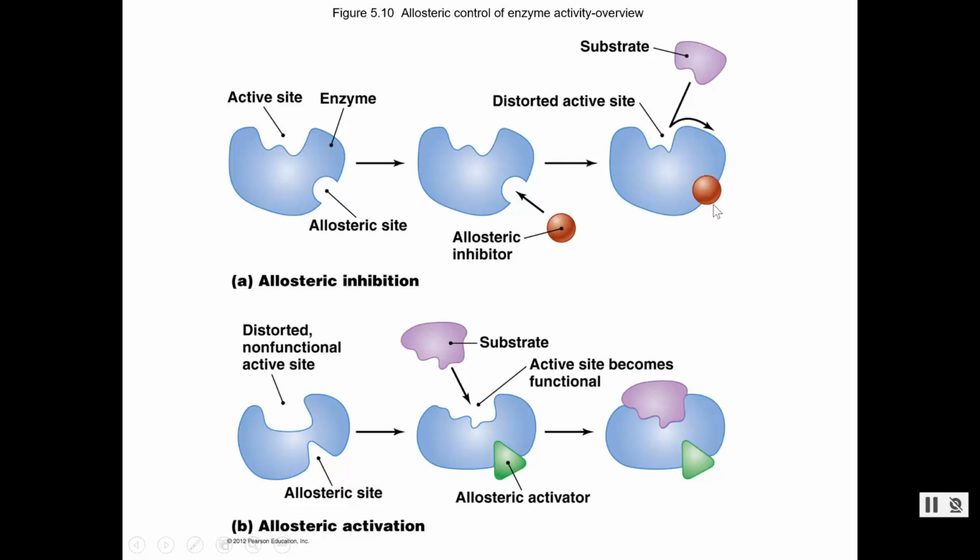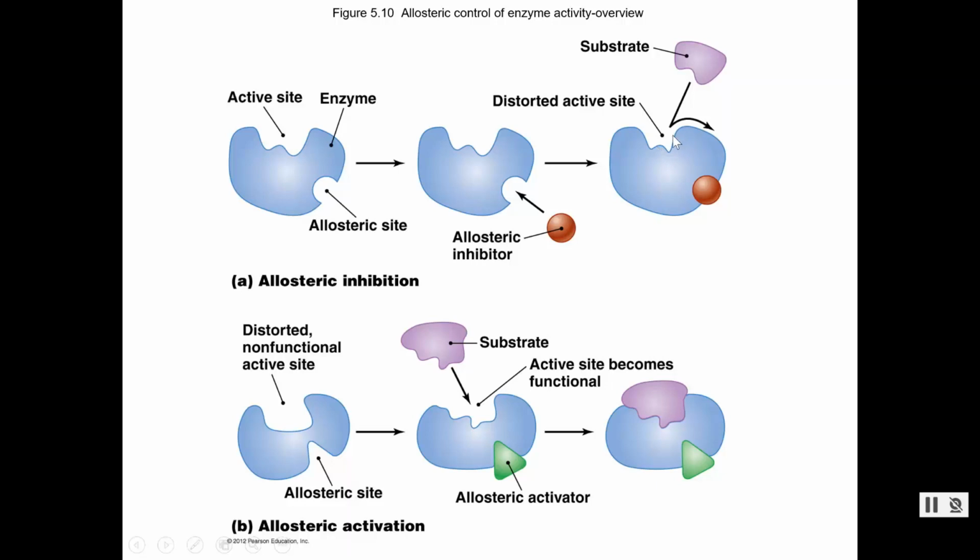Because it's considered an inhibitor, it's going to inhibit the active site. It's going to stop the active site. So in this case, this has shut down this enzyme's ability to work. It has a distorted active site. The substrate doesn't bind to it anymore. So this is considered an allosteric inhibitor.